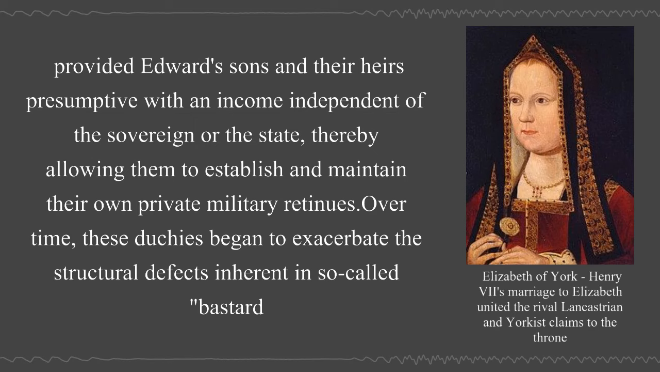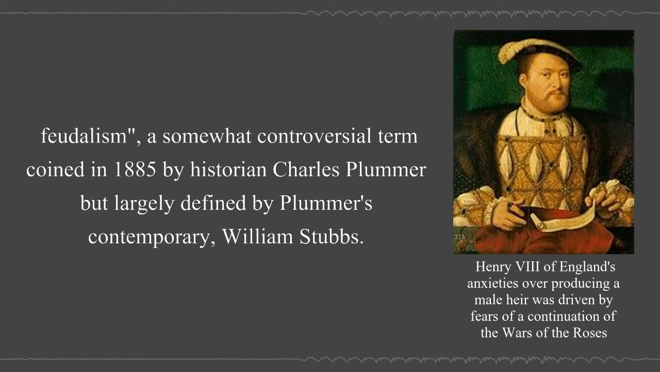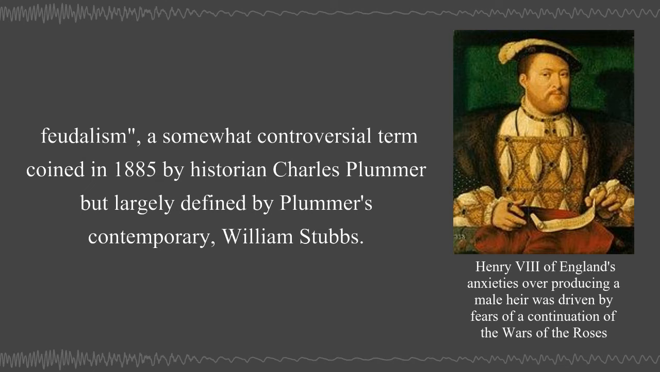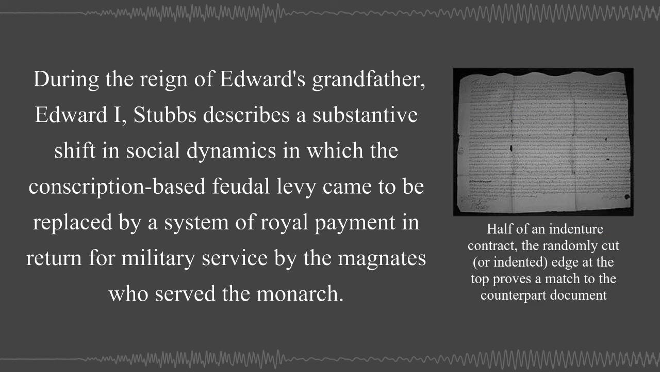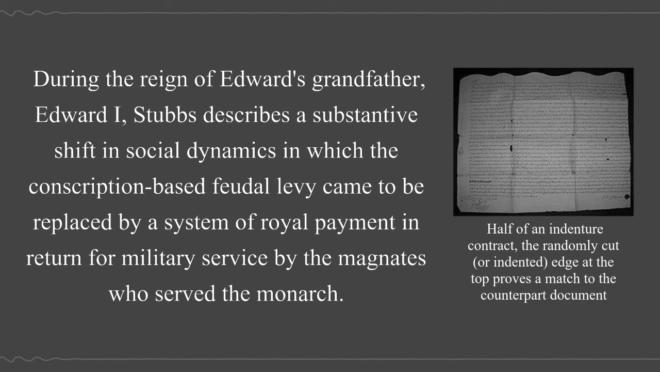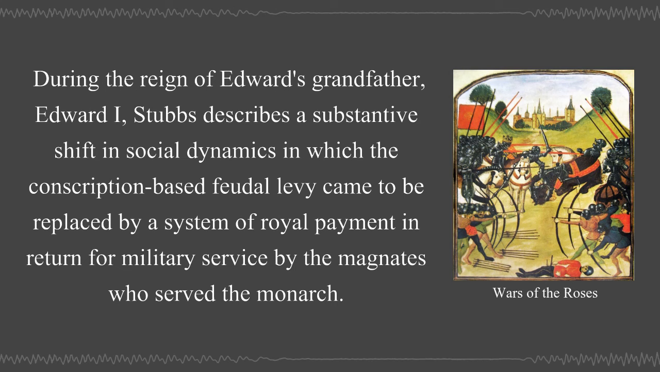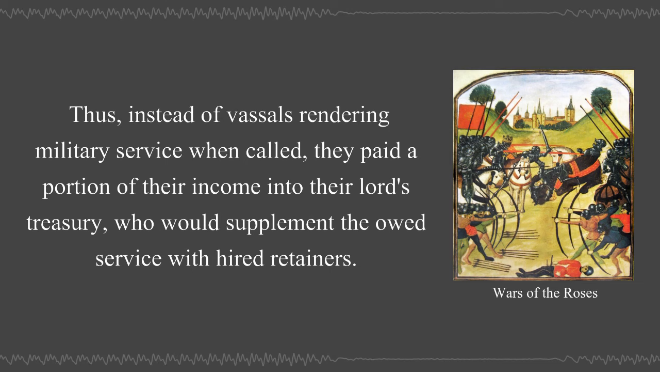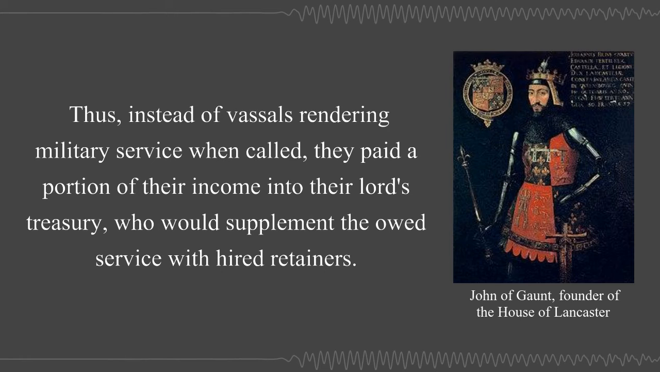Over time, these duchies began to exacerbate the structural defects inherent in so-called bastard feudalism, a somewhat controversial term coined in 1885 by historian Charles Plummer, but largely defined by Plummer's contemporary William Stubbs. During the reign of Edward's grandfather, Edward I, Stubbs describes a substantive shift in social dynamics in which the conscription-based feudal levy came to be replaced by a system of royal payment in return for military service by the magnates who served the monarch. Thus, instead of vassals rendering military service when called, they paid a portion of their income into their lord's treasury, who would supplement the odd service with hired retainers.